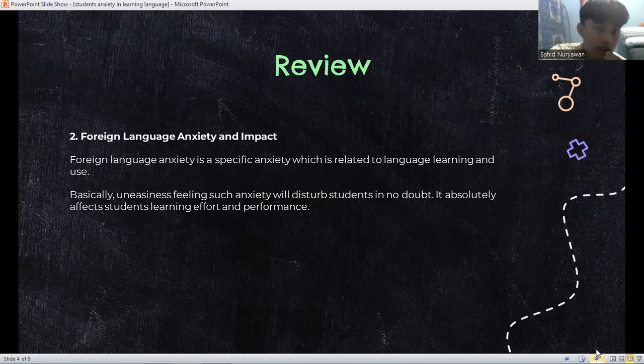Basically, feeling such anxiety will disturb students, and no doubt it will affect student learning effort and performance. Anxious students will think less clearly and probably make more mistakes. Moreover, to perform a task, they have to work harder because anxiety makes them worry and distracts their learning process.